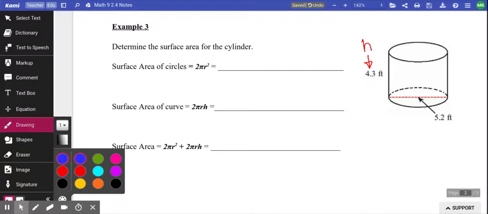Isn't the radius just 5.2 divided by 2? Exactly. So if you look, they gave you from edge to the middle to the other edge. And they said that was 5.2. The radius is only half of that. So if you go 5.2 divided by 2, that would tell you what your radius equals. In this case, it's 2.6.